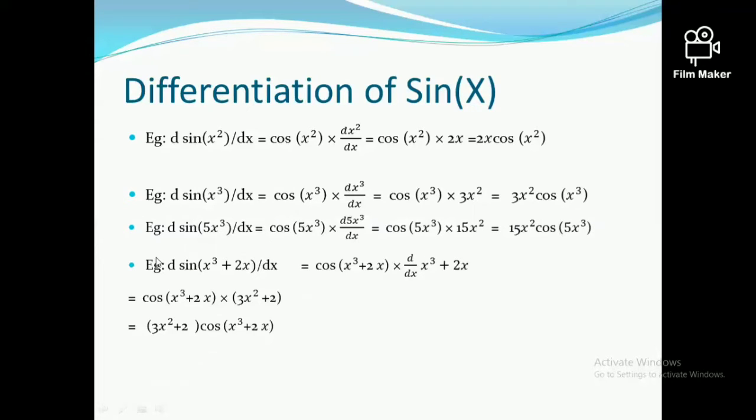Right. Then if you differentiate sine of x cube plus 2x, what would be the answer? You can write this as cos of x cube plus 2x. Now you need to differentiate the term over here, x cube plus 2x. If you differentiate x cube plus 2x, what is that answer? That is 3x squared plus 2. Then you can write the final answer as cos of x cube plus 2x into 3x squared plus 2. So this would be your final answer for that.